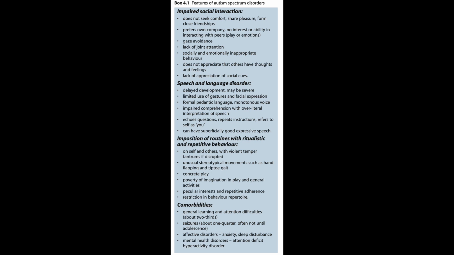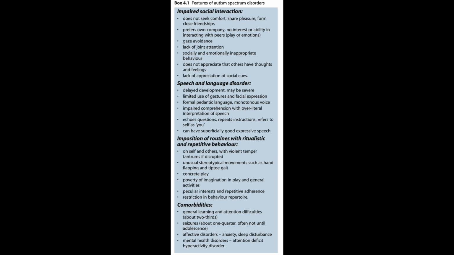It is currently the most widely accepted treatment approach, but requires 25 to 30 hours of individual therapy each week, so it's costly and time consuming, and appropriate educational placement needs to be sought. Some schools incorporate an applied behavioral analysis approach into the teaching methods. Fewer than 10% of children with autism are able to function independently as adults. Autism spectrum disorder presents at 2 to 4 years of age with impaired social interaction, speech and language disorder and imposition of routines with ritualistic and repetitive behavior, usually managed by behavior modifications such as applied behavioral analysis.